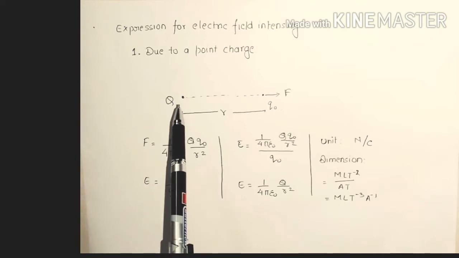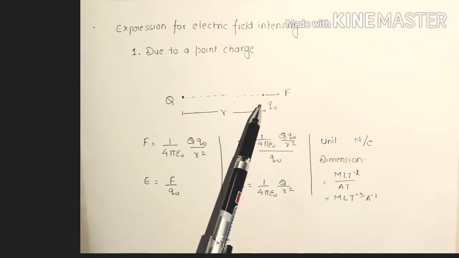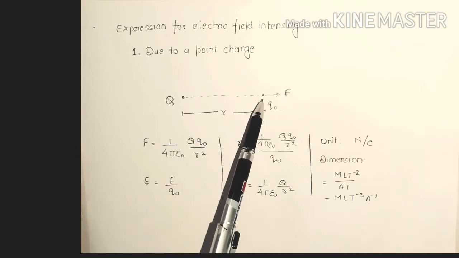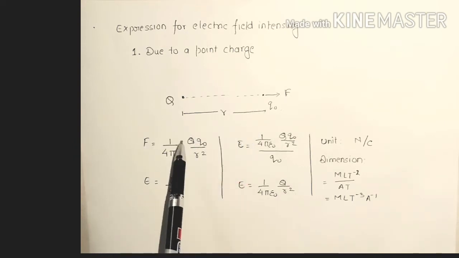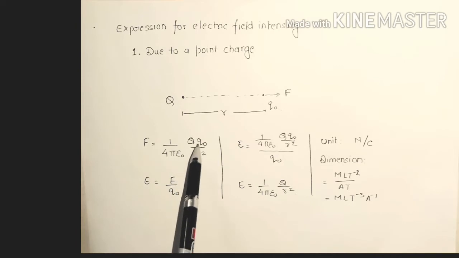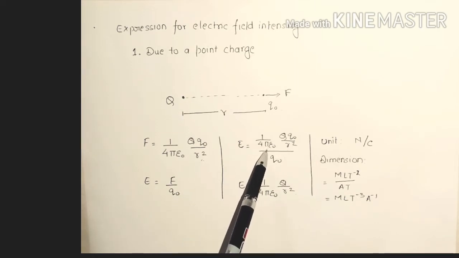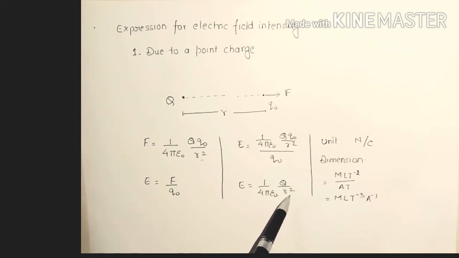So here I have taken a source charge due to which you have to find the electric field at this point. If you place the test charge at this point, the force will be 1 upon 4 pi epsilon naught q naught by r square. If you divide this force by the test charge q naught, the electric field intensity will be 1 upon 4 pi epsilon naught q by r square.